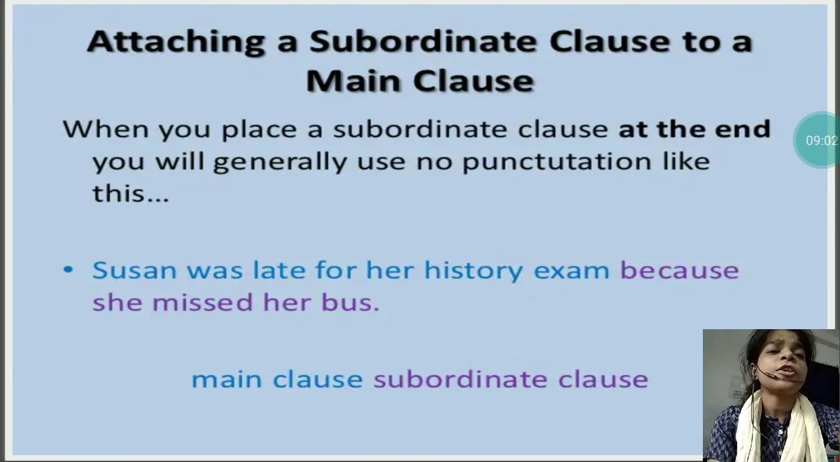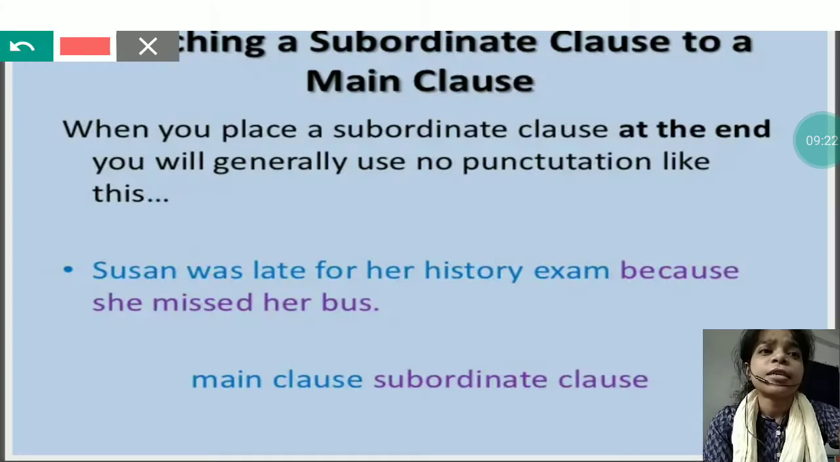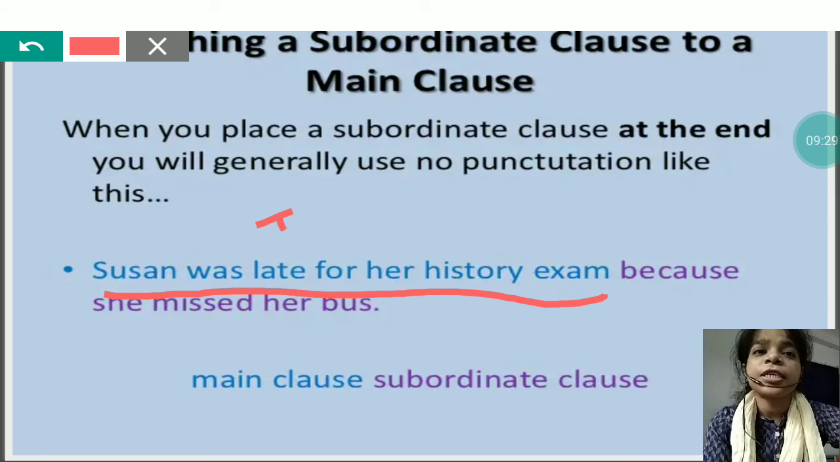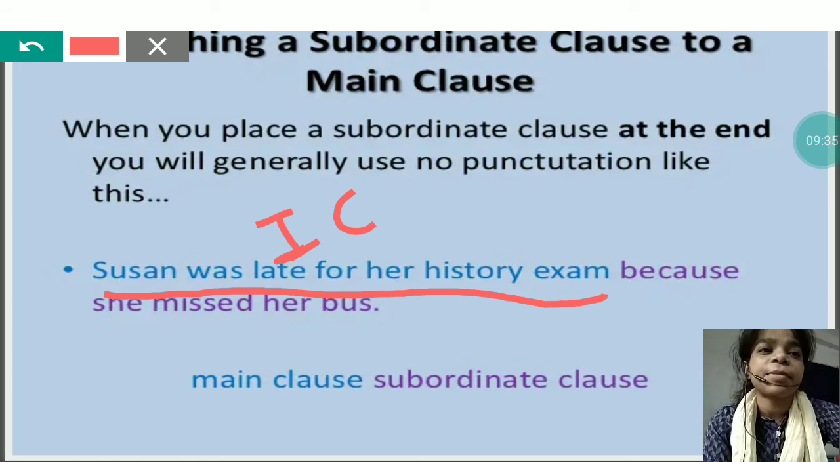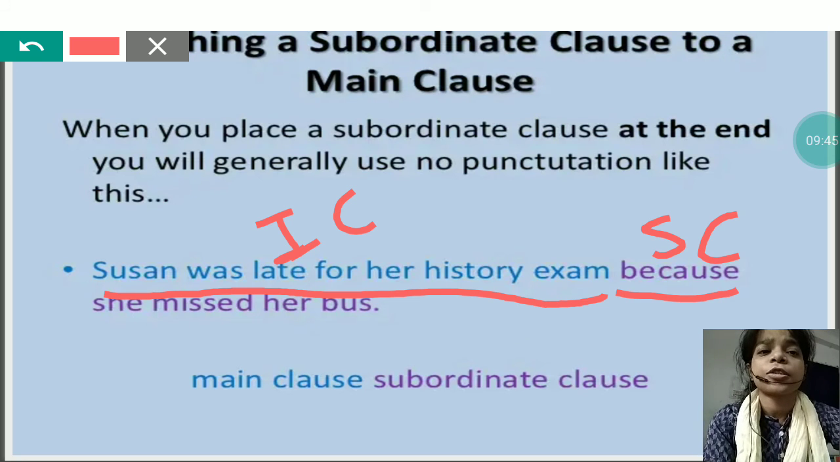Another way is that when you place a subordinate clause at the end, you will generally use no punctuation. If we use a subordinate clause after the main clause, in the general way we don't use any punctuation, like "Suzanne was late for her history exam because she missed her bus." Here you can see "Suzanne was late for her history exam" is complete, so it is an independent clause. But "because she missed her bus" begins with "because," a subordinate conjunction, and as the clause starts with a subordinate conjunction, it is a subordinate clause.